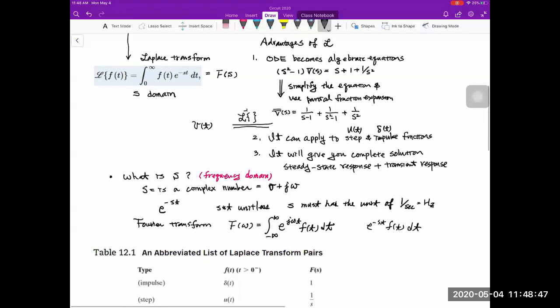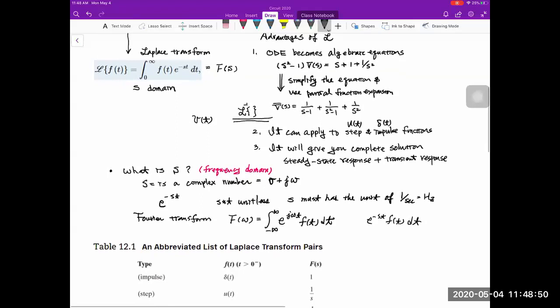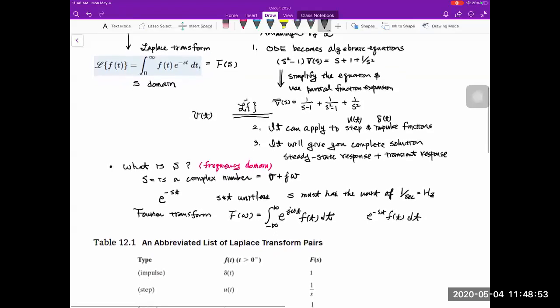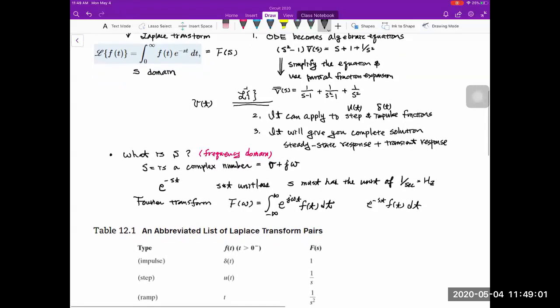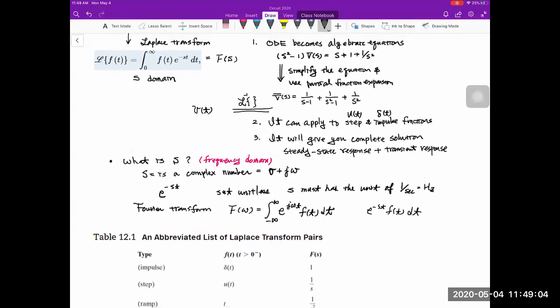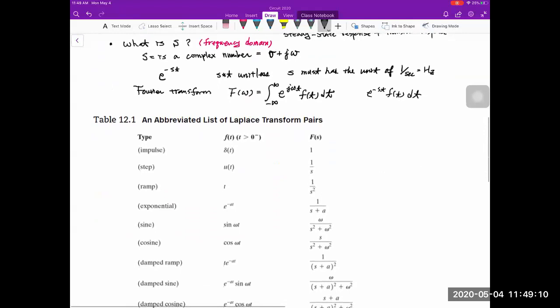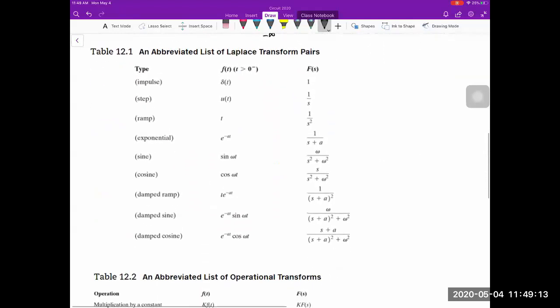Even if you don't really understand this part, which is not easy, because if you learn the Fourier transform, it would take you about one semester to study that. But we just want to use the power of this Laplace transform, and we're going to show you how to use it. So the two tables I'm telling you about are 12.1 and 12.2. Table 12.1 gives you the Laplace transform, and 12.2 gives you the operational transforms. The 12.1 is the functional.